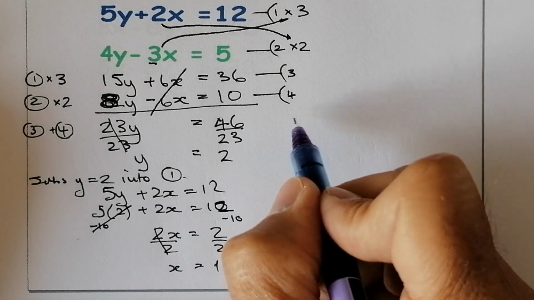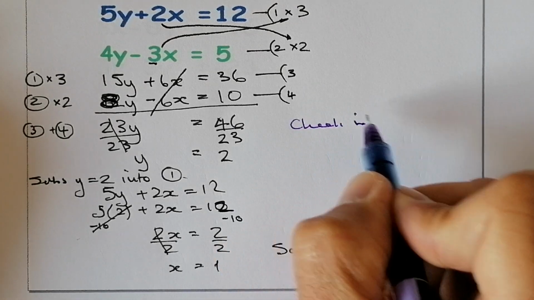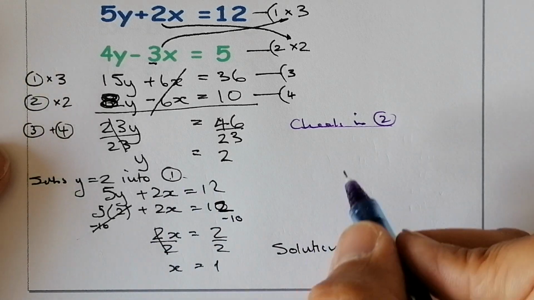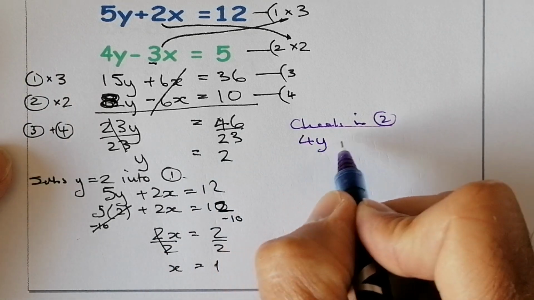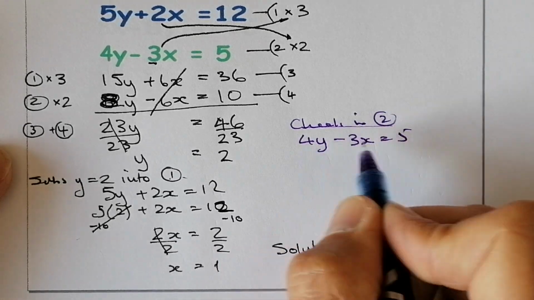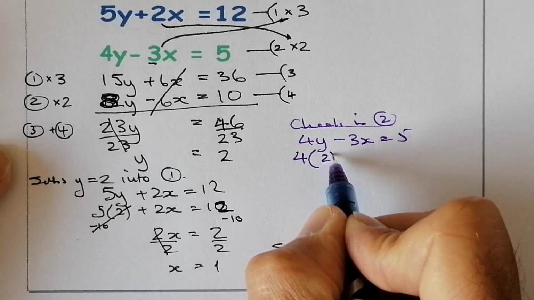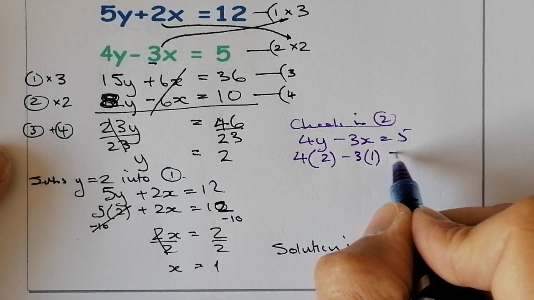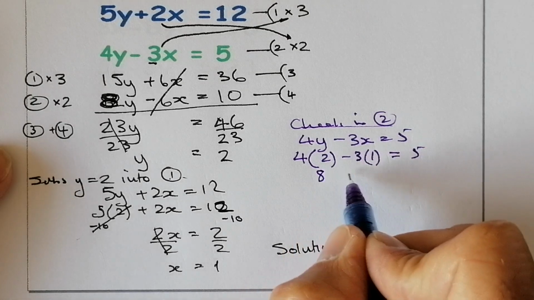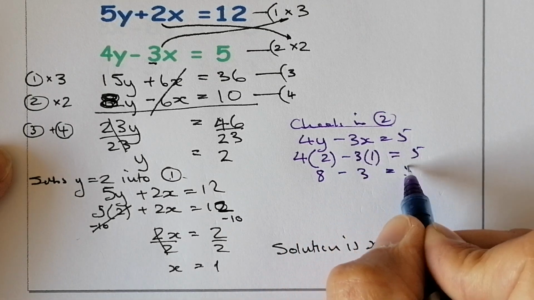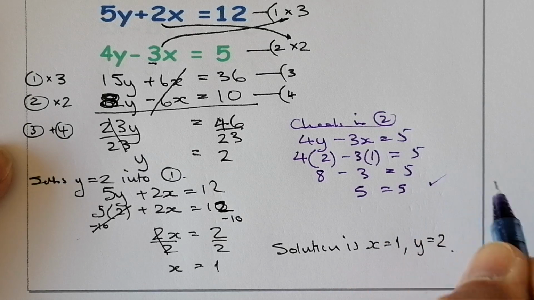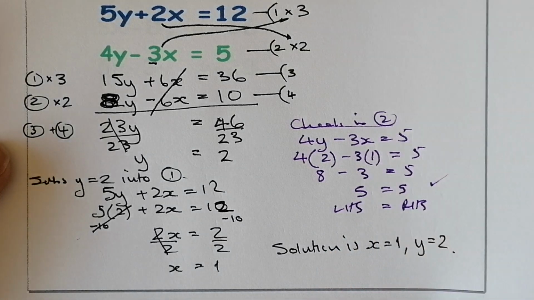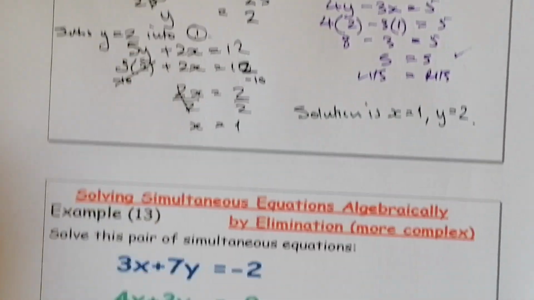Okay, I can do a check on this one. I'm checking in equation 2 because I used equation 1 to solve that last part. So I've got 4y minus 3x equals 5. I want to substitute my values in at this side, for x is 1, and I want that to be equal to 5. If it equals 5, I know I've got it right, because the left-hand side equals the right-hand side, and it balances in the other equation as well. So that's that one completed.